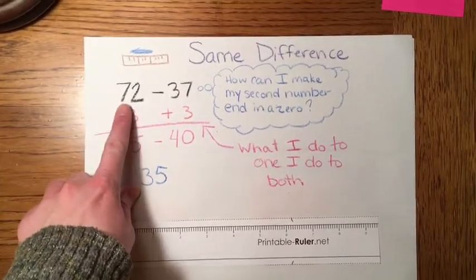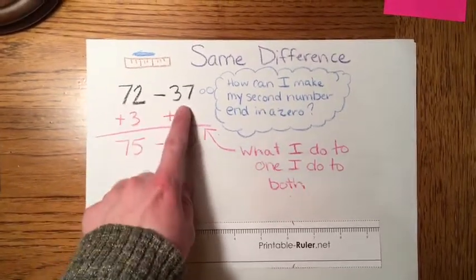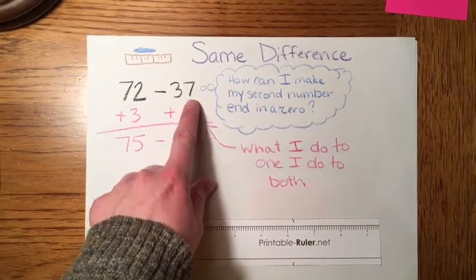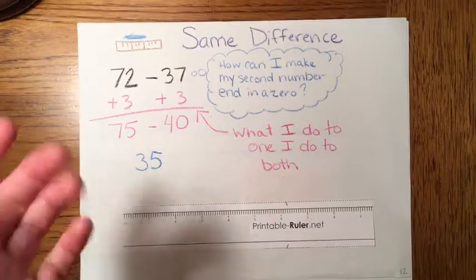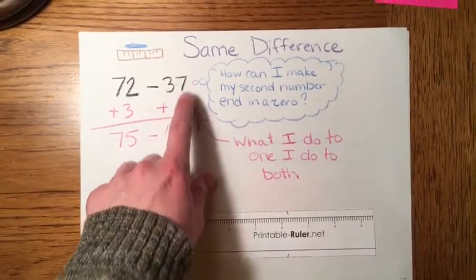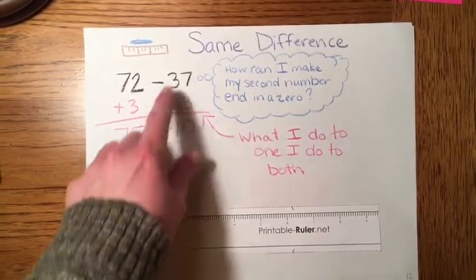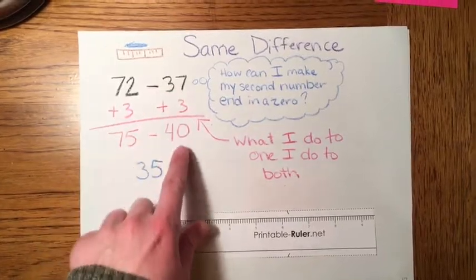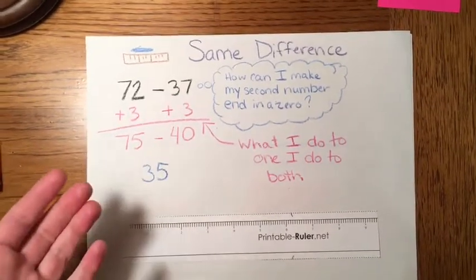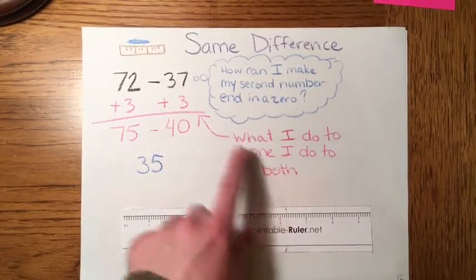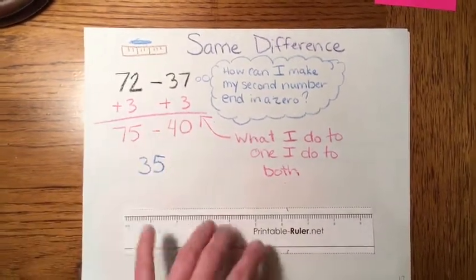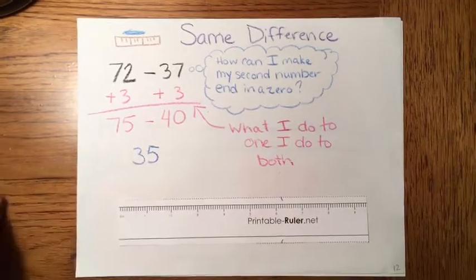So we're starting with our good old problem, 72 minus 37. I want this to end in a 0. So I know my friends of 10 are 3 plus 7 makes 10. So 37 plus 3 is 40. And just like in all math that we've learned, whatever we do to one, we need to do it to both, because we need to be able to move them both.